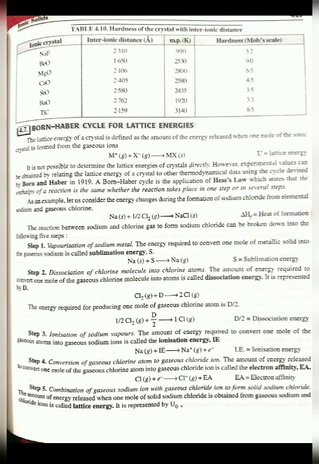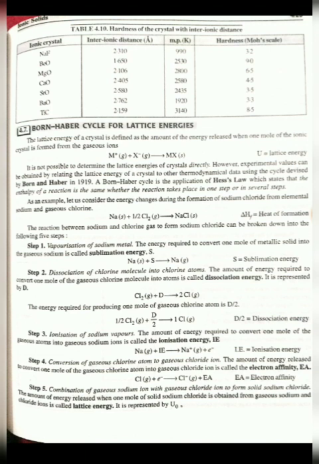Next heading, 4.7 Born-Haber cycle for lattice energies. The lattice energy of a crystal is defined as the amount of energy released when 1 mole of the ionic crystal is formed from the gaseous ions. M⁺ plus X⁻ gives MX. U is equal to lattice energy.